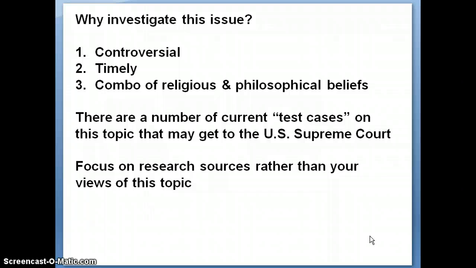I can think of several reasons that might even come up in this course. For example, it is a controversial issue right now. It's not just theoretical, it's an actual case where there is controversy going on right now, and it is timely. It is an example of an issue that's actually being played out in and around the state of Kansas at this very time. And it is a combination of both religious and philosophical beliefs, so it does get to some issues that are very related to this course.